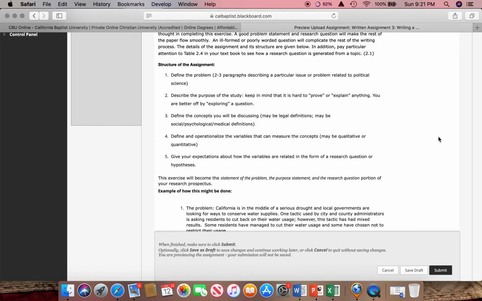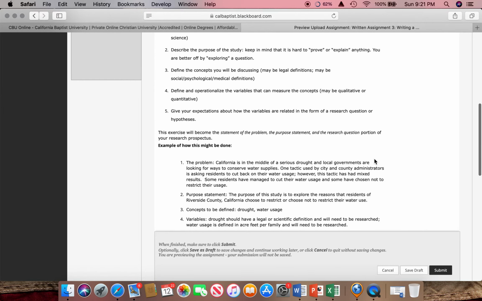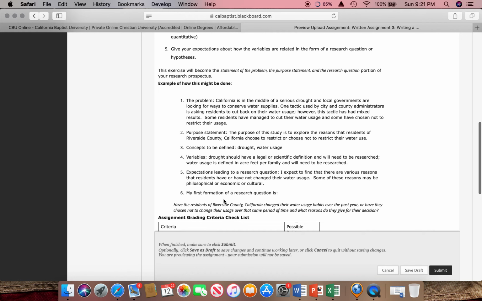The key to the fifth portion of this: give your expectations about how the variables are related in the form of a research question. You need to write a research question, and because of that, it needs to be in question format. Just ensure that at the end of this, there is a clear and concise, measurable, simple research question that you're going to be writing on your topic. And I've broken down this little example for you.